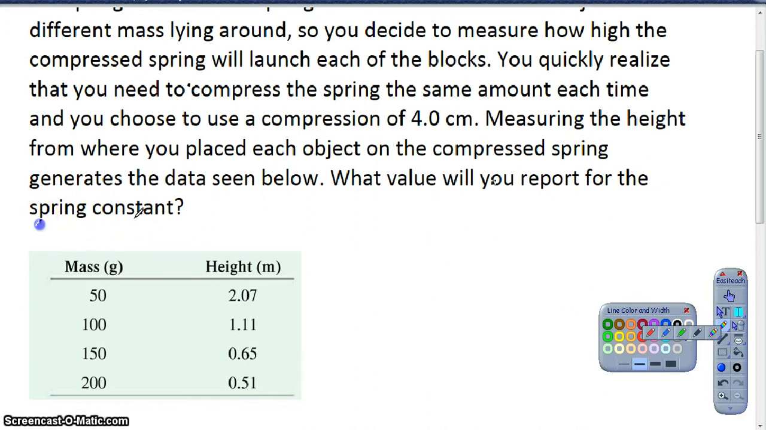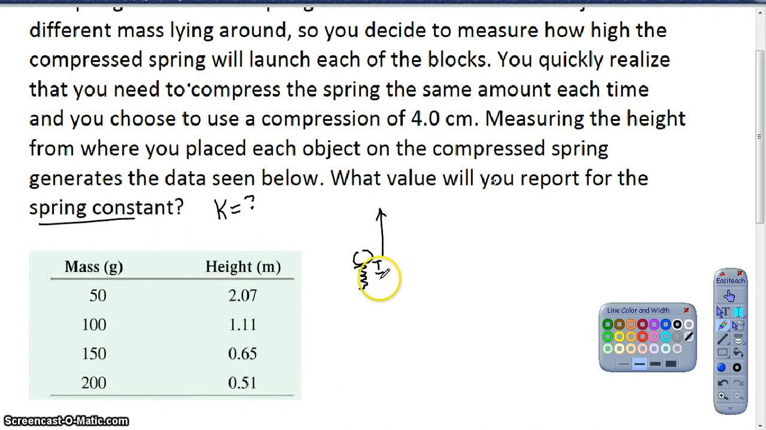So obviously, first and foremost, it's important we realize we're looking for k, right? That's the value I'm looking for. The notion here is you've got a vertical spring, and you start placing random objects on it, compressing them the same distance of 4 centimeters, and then launching them upward. That's what's going on here. I'm just compressing them and launching them up.